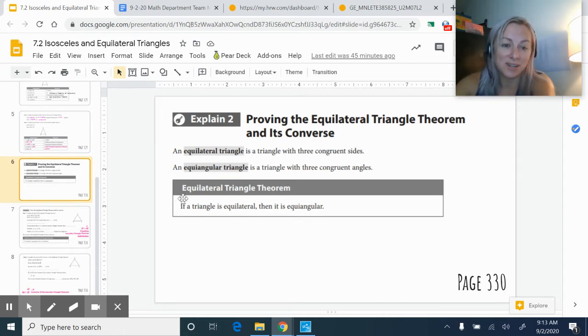Okay, so here's our theorem, which is another main idea, an equilateral triangle theorem. If a triangle is equilateral, then it is also equiangular. Okay, so if all 3 sides are the same length, then all 3 angles are the same, is what that says. So we're going to prove that, and we're going to prove its converse. So the other way around.